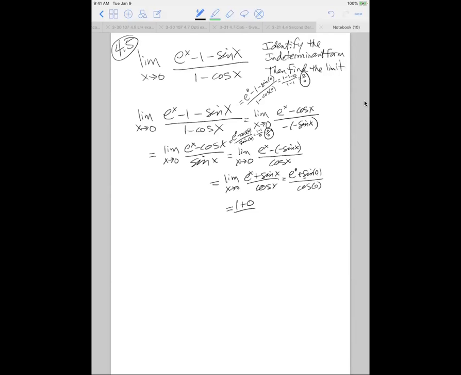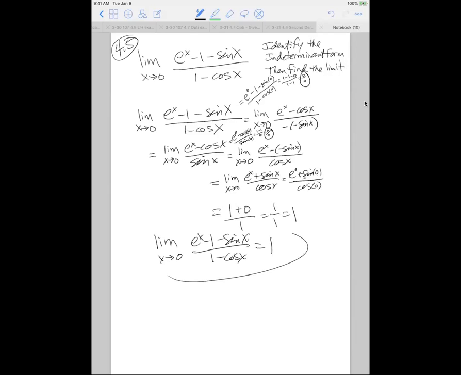But the idea is I get 1 on top here. I get 1 plus 0, and the cosine on the bottom is equal to 1. So we end up with, ready? e to the 0 is 1 plus sine of 0 is 0 over cosine 0 is 1. So I get 1 over 1, which is 1. So the final answer, going back to the original function, is that the limit of e to the x minus 1 minus sine x over 1 minus cos x equals 1.